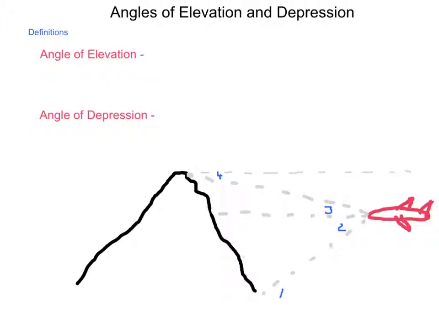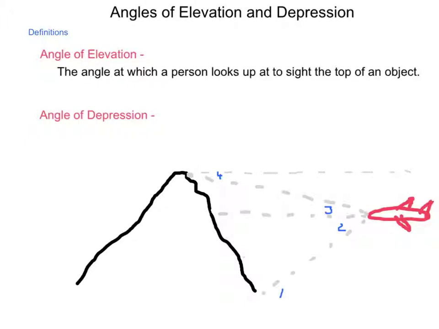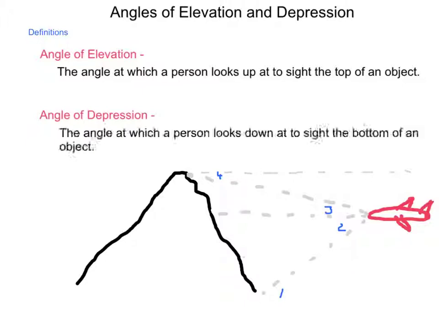An angle of elevation is the angle at which a person looks up to sight the top of an object. An angle of depression, therefore, would be the angle at which a person looks down to sight the bottom of an object. So depending on where you're at and what the object you're looking at is, the angles that we call can be different pieces.